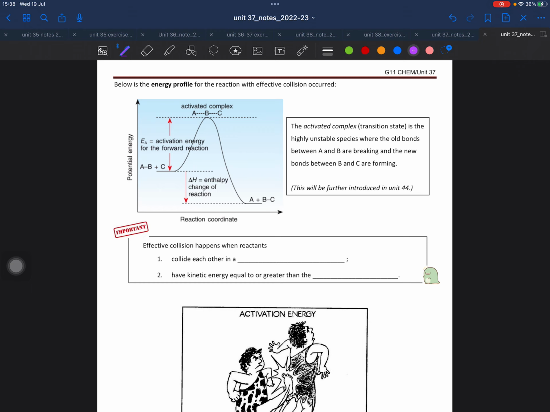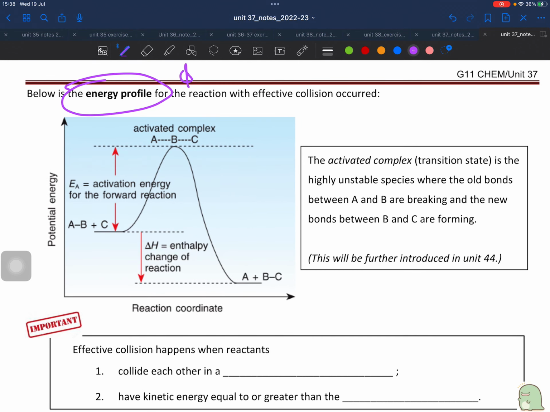And here we introduce an important graph called the energy profile. Now, everyone should pay attention. You should draw it by yourself. Here, this one is our reactant. The x-axis is called the reaction coordinate because it is suitable for reactant and product. That's it. The y-axis is potential energy. Sometimes we will call it energy alone.